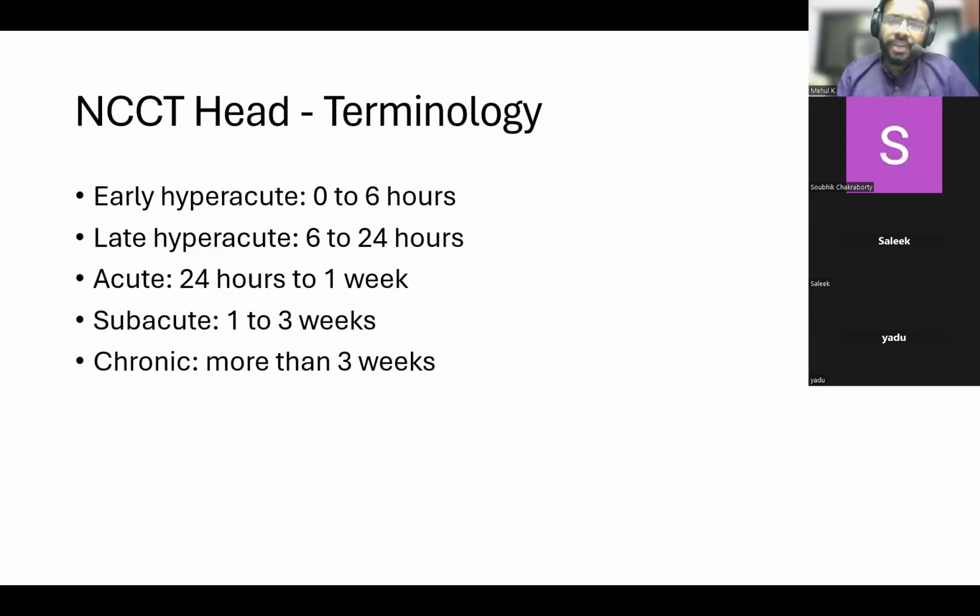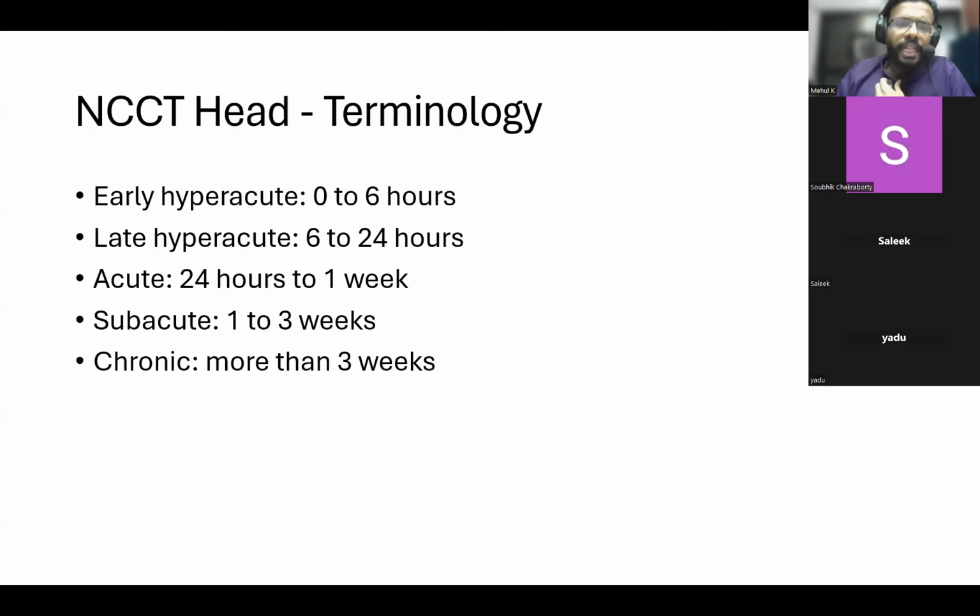So there's a lot of variation with regards to this terminology. But what are the clutch points? NCCT can be normal in ischemic strokes. Number one thing is, again, always rule out hemorrhage. That is the first and foremost thing. All the other things are extra things that we do for ischemic strokes.